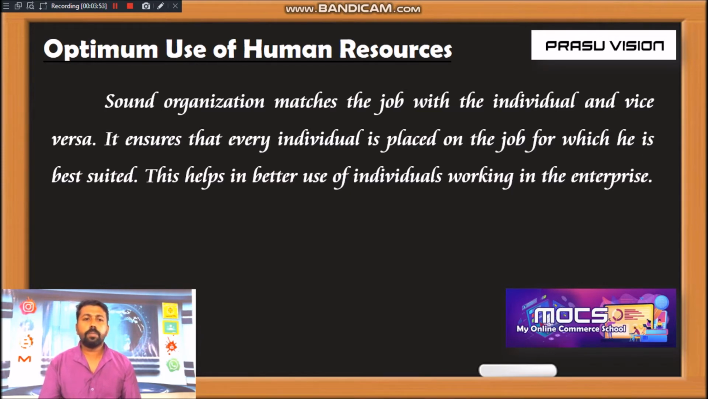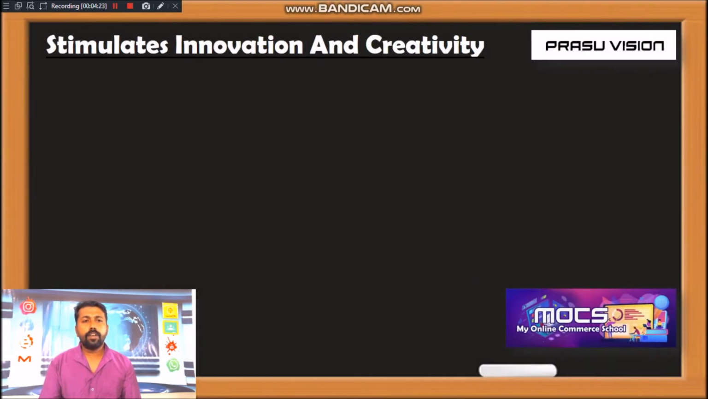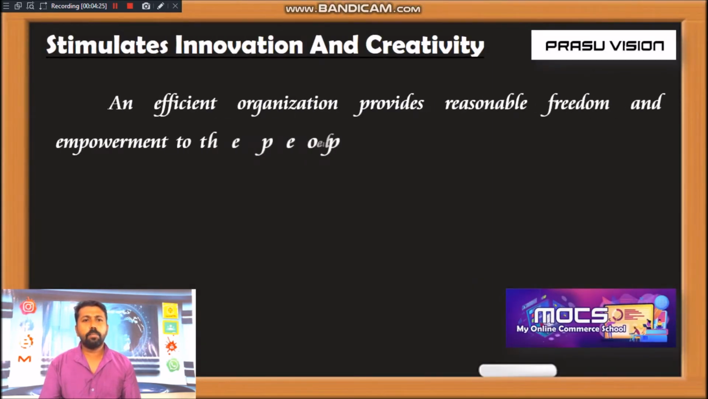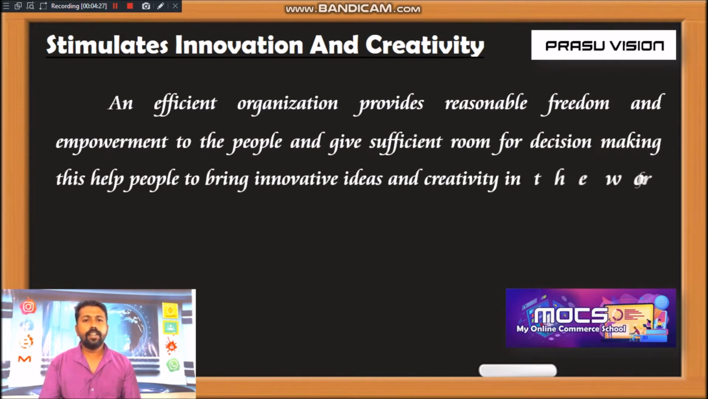So, the organizing process involves fixing the right person for the right job through proper recruitment. How is it happening? Only specialized, skilled persons are appointed in each area. That is also another important area coming under organizing, which helps for the effective utilization of human resources. So remember, the next one is that organizing always stimulates and motivates innovation and creativity.